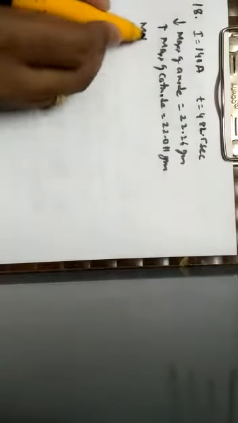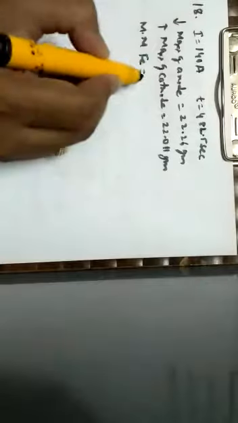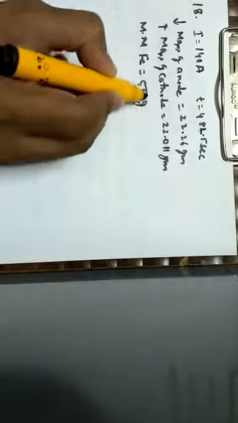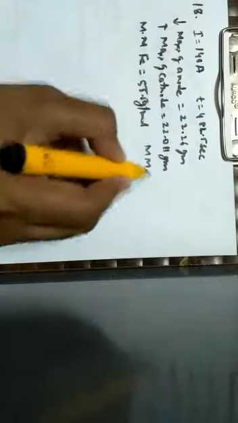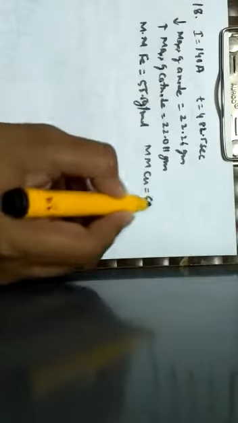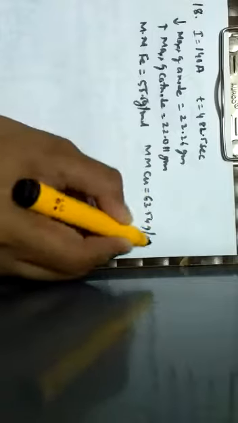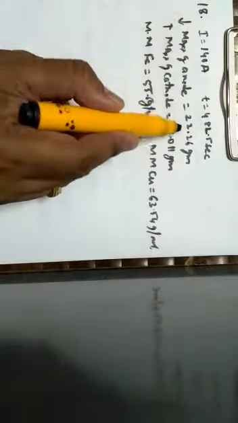They have given that the molar mass of iron is 55.5 gram per mole and the molar mass of copper is 63.54 gram per mole. From the given data itself, the mass of anode is decreased by 22.26 and the mass of cathode is increased by 22.011.